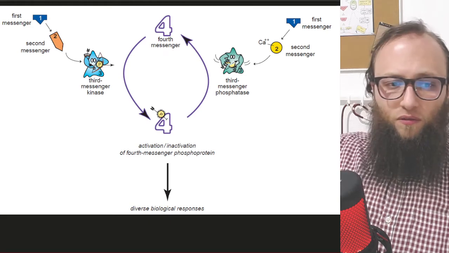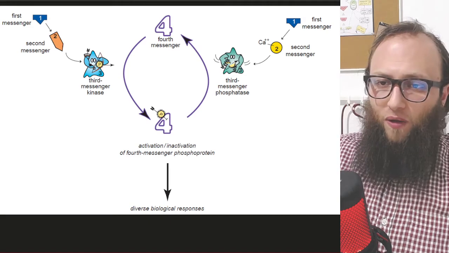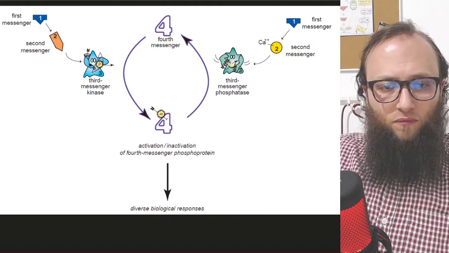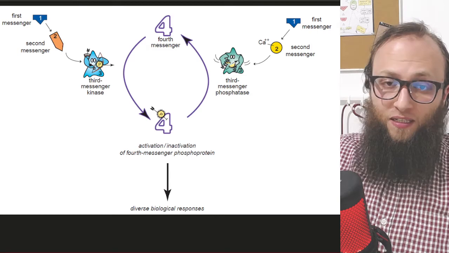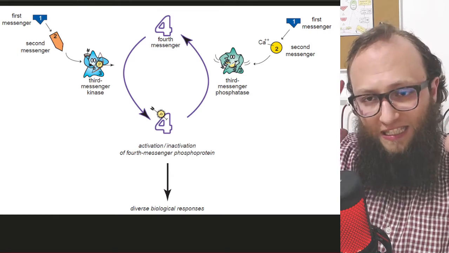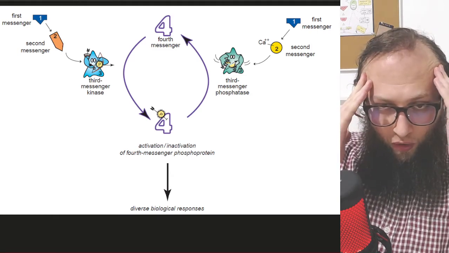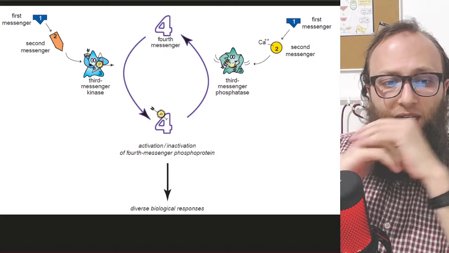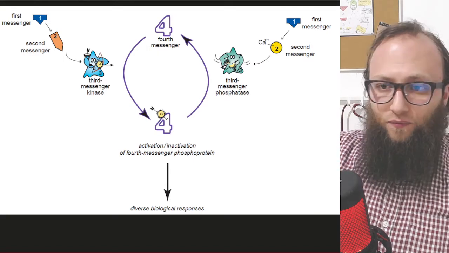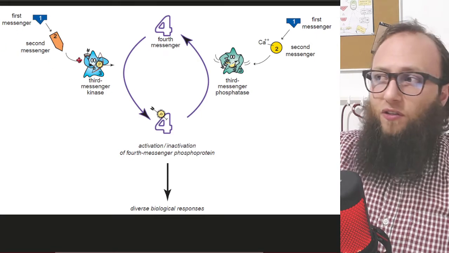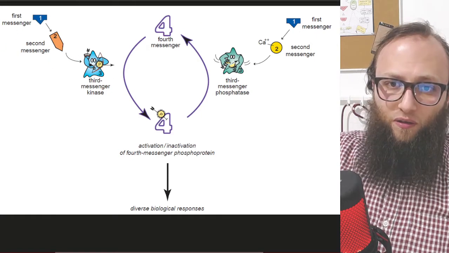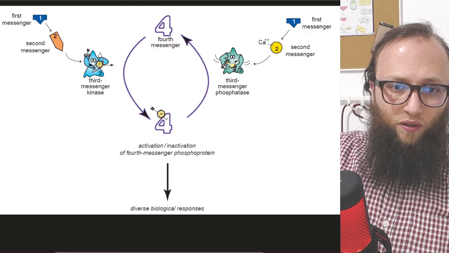Another important subject to talk about in psychopharmacology as a basic thing is signal transduction, and we call this the signal transduction cascade. So here we have first messenger, second messenger, third messenger, and on the other hand the same thing, and we have fourth messenger.